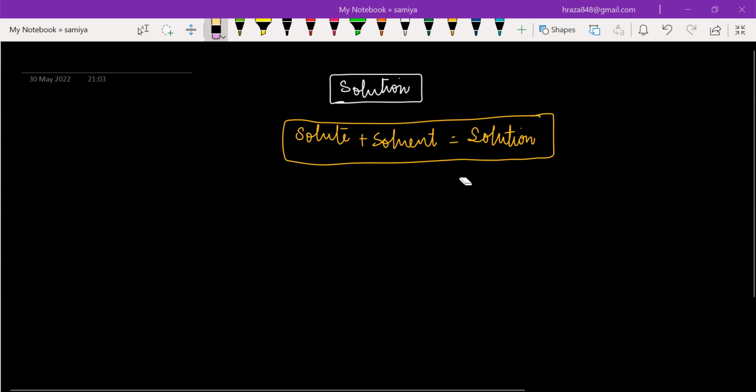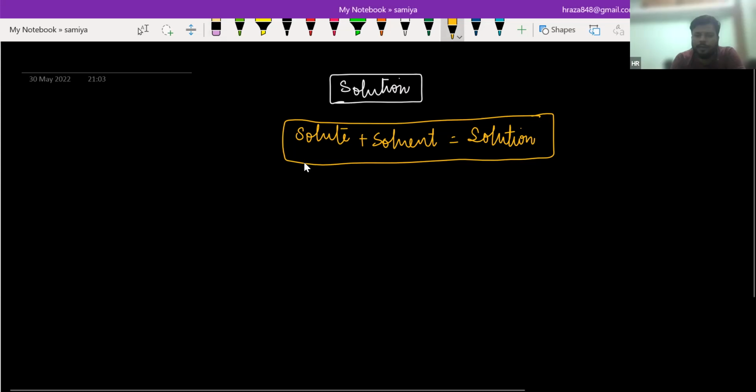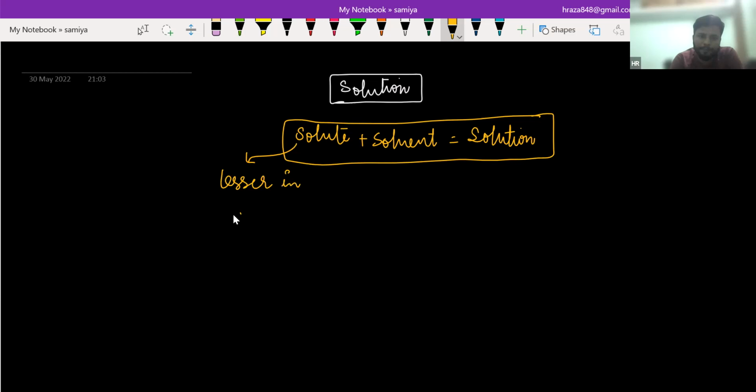Yes, sir. Okay. So see, how do we recognize whether it is solute or solvent? Generally, we do it by looking at the amount: lesser in amount or greater in amount. Whenever a solution is formed, the one which is lesser in amount is the solute and the one which is greater in amount is the solvent.